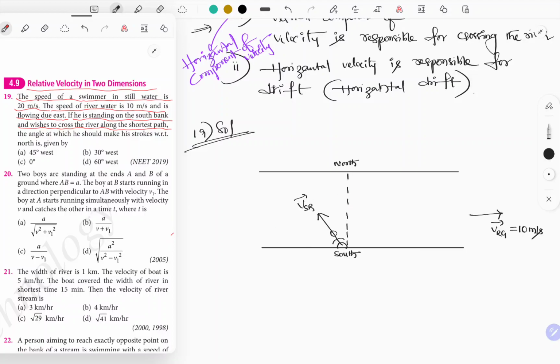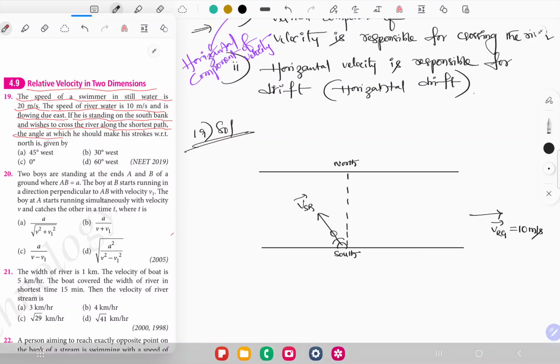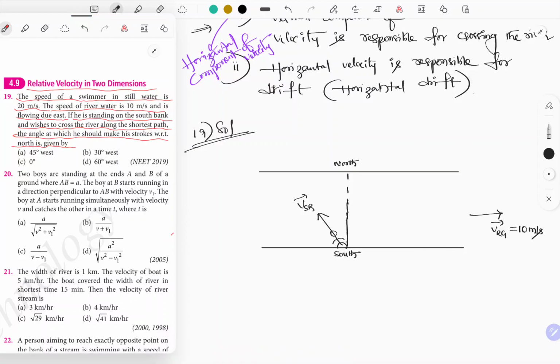Okay, what's the question they're asking? The angle at which he should make his strokes with respect to north is given by, this is the north, so we have to find out this theta. So what is the condition? The person is trying to cross the river in the shortest path, right? To cross the river in the shortest path, there is a condition. The horizontal components of velocities must get cancelled out.